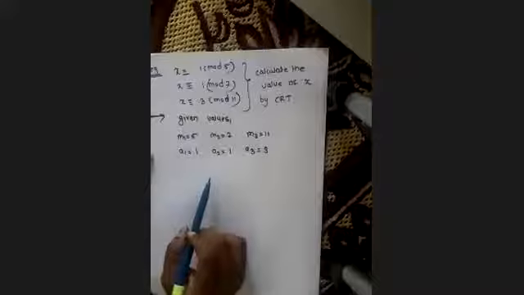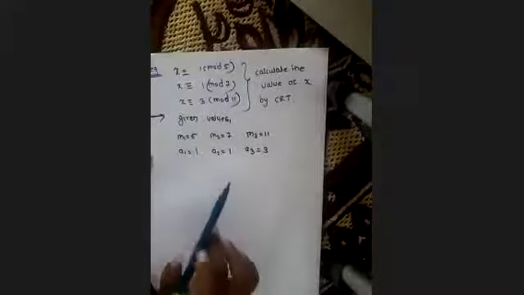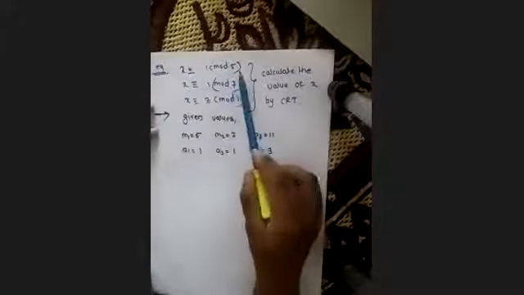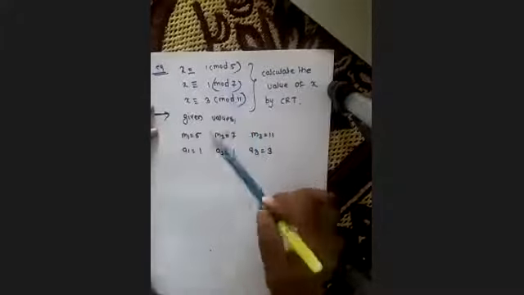Now first, before moving ahead, before writing the formula, we need to check whether we can apply the CRT method to this equation or congruent equation or not. That we have to check. How we can finalize that? We need to check whether these values, small m1, m2, m3 values are co-prime to each other or not.